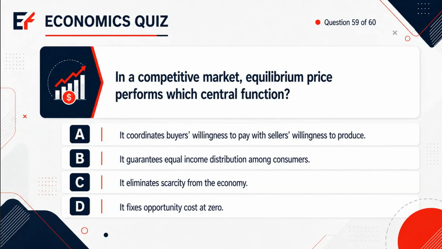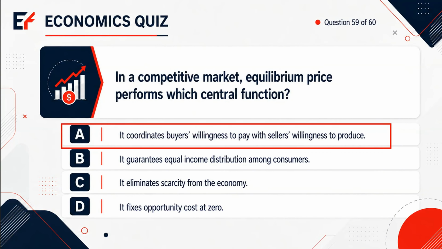Question 59. In a competitive market, equilibrium price performs which central function? A. It coordinates buyers' willingness to pay with sellers' willingness to produce. B. It guarantees equal income distribution among consumers. C. It eliminates scarcity from the economy. D. It fixes opportunity cost at zero. The correct answer is A.